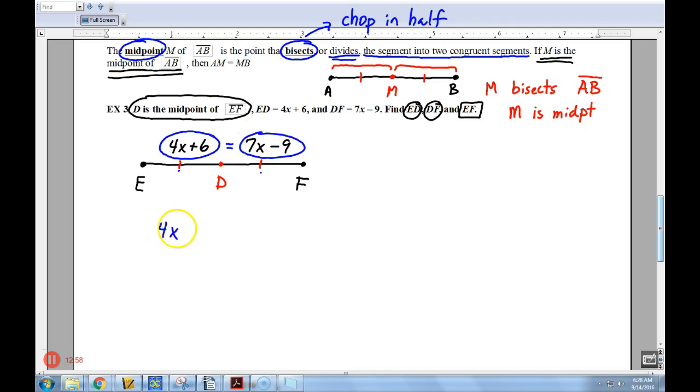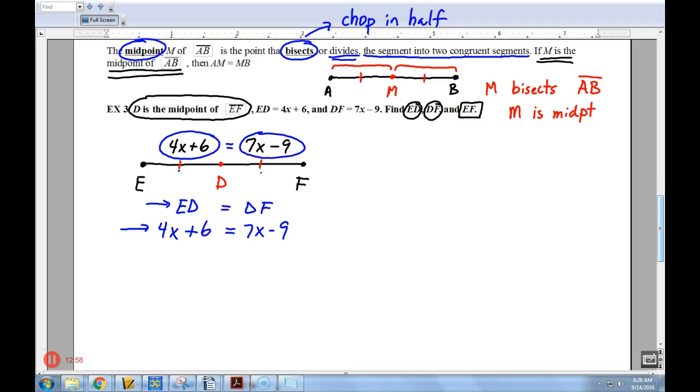Midpoint's actually a little bit easier than the between problems. So 4x plus 6, which represents ED, is equal to the distance from D to F, which is 7x minus 9. And again, this line right here is kind of optional. You don't have to write that, but you definitely need to start with this one.